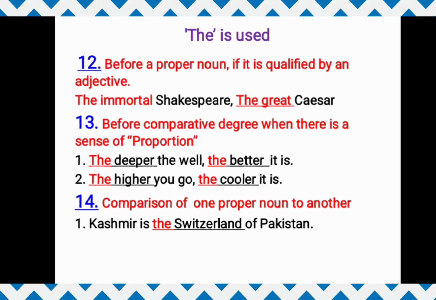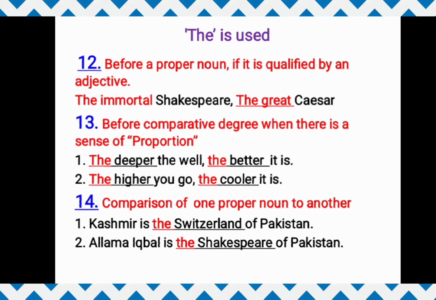The second example is Allama Iqbal is the Shakespeare of Pakistan. That is also a very suitable example. And that is rule number 14 of the definite article.